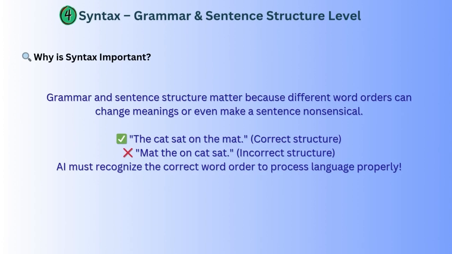Syntax, grammar and sentence structure level. Why is syntax important? Grammar and sentence structure matter because different word orders can change meanings or even make a sentence nonsensical. "The cat sat on the mat." Correct structure. "Mat the on cat sat the." Incorrect structure. AI must recognize the correct word order to process language properly.